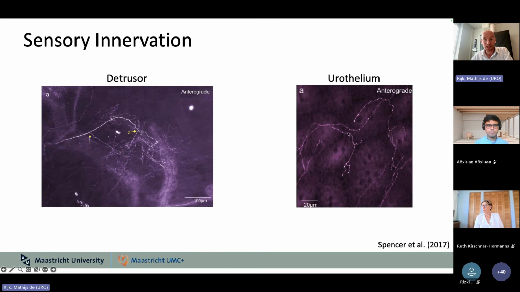This is then about the remaining 20%. It innervates the lamina propria and the urothelium, and we understand their function much less well, especially in health.